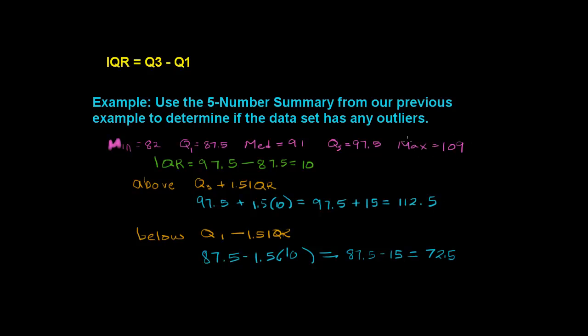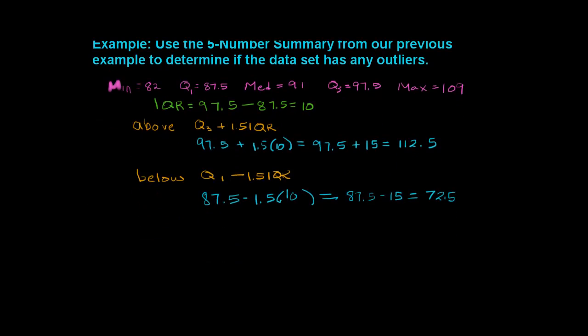Well, we can look at our max and see quickly that no, we don't. If our maximum is 109, we don't have any values above 112.5. Likewise, for our lower limit, we can quickly look at our min, 82, and see that we're not below 72.5. So we can conclude for this data set that there are no outliers. However, not all data sets, of course, will end up with that result, so we have to run through this calculation.